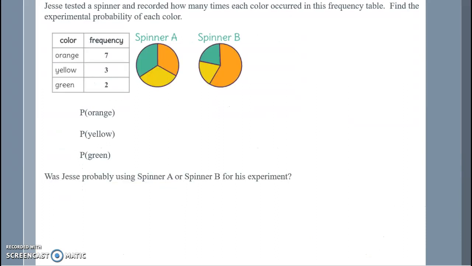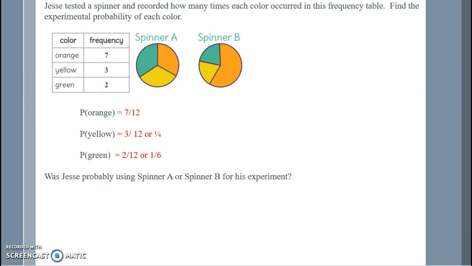Jesse tested a spinner and recorded how many times each color occurred in the frequency table below. Find the experimental probability of each color. So it looks like the total times that he had spun the spinner was 7 plus 3, which is 10, plus 2, which is 12. So the orange turned out to be 7 out of 12, and the yellow turned out to be 3 out of 12, or 1/4. And the green ends up 2 out of 12, or 1/6.